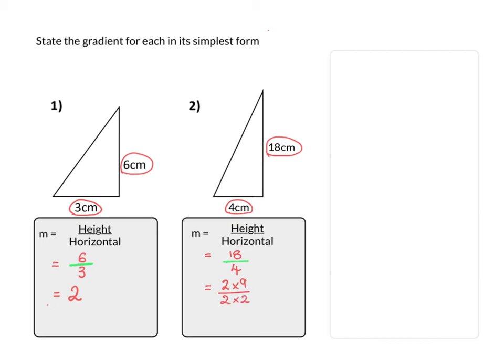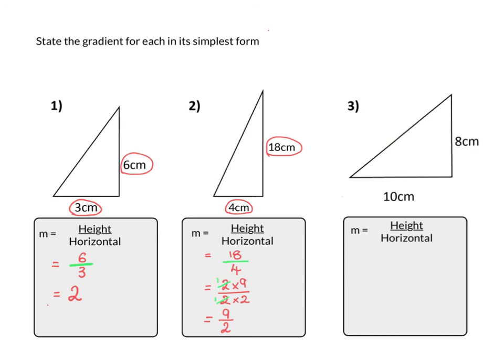2 times 9 for the top, 2 times 2 for the bottom. Divide the top by 2, divide the bottom by 2. What I've got left on the top is 1 times 9, and on the bottom we've got 1 times 2. Now we leave our gradients as top-heavy fractions. So please leave it like that. And on to number 3.